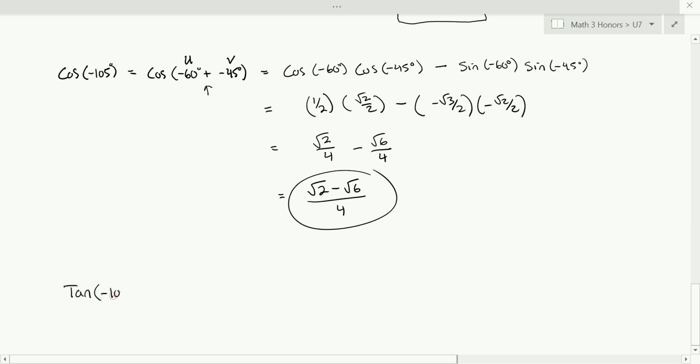Okay. All right, one more time, find the tangent of negative 105. On this one, we're going to use the formula, and then after that, we're going to do your method, sine over cosine, and see if they match up as a check. So use the formula first, and then we'll do the other one.